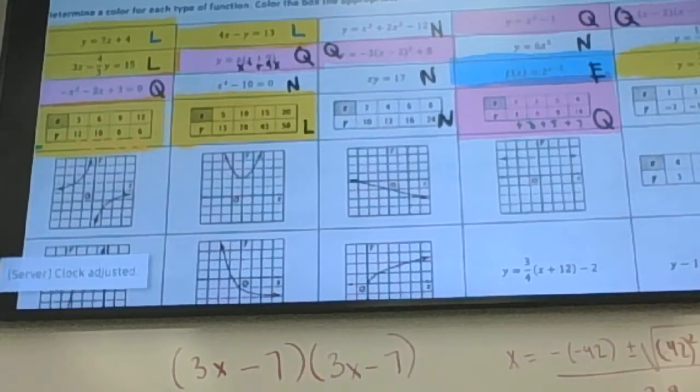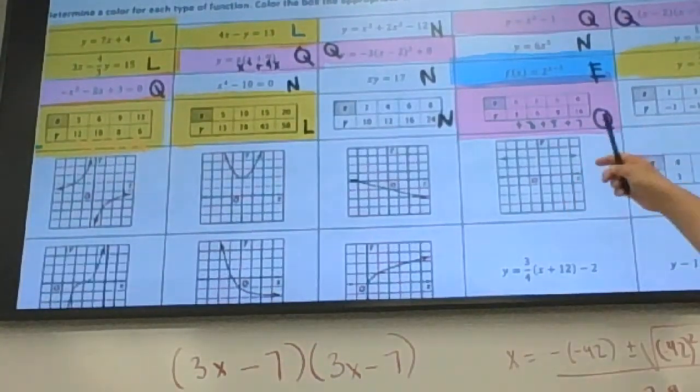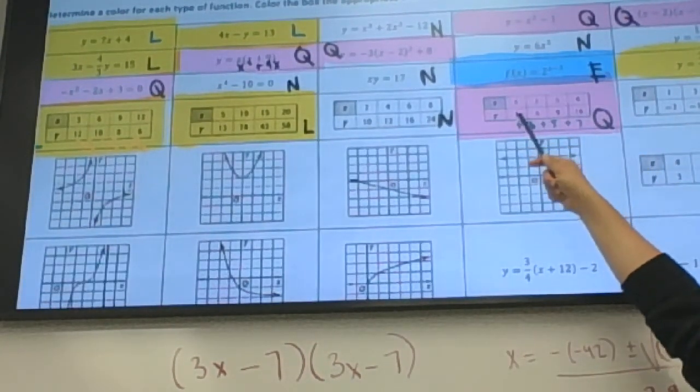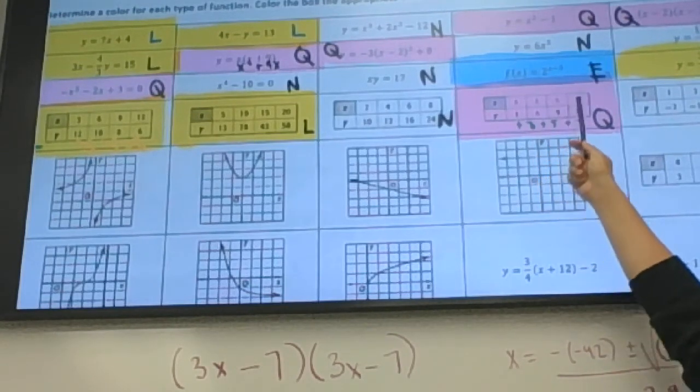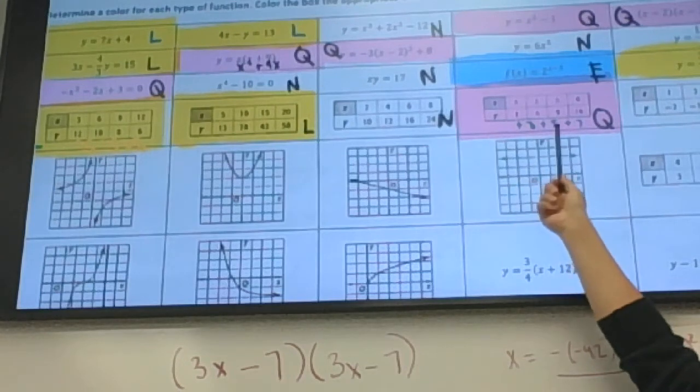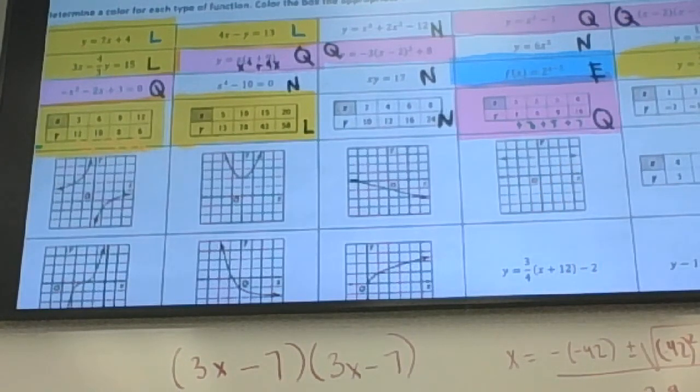How is this quadratic? Let's look. Well, 1 squared is 1, 2 squared is 4, 3 squared is 9, and 4 squared is 16. Those are the numbers squared. That one's probably the most challenging one out of the row.